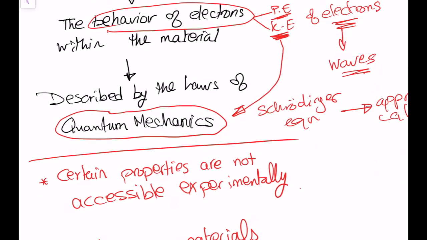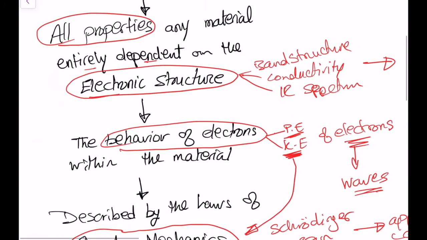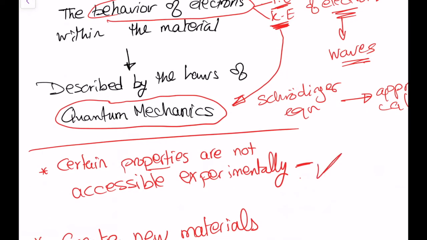One of these advantages is that certain properties are not accessible experimentally. Each university or each group within each university has certain capabilities, certain experimental techniques or tools, and these tools may not be enough to get all the properties that you need. As we just said, all the properties are known by knowing the electronic structure. Thus, theoretically, we have the advantage of getting all the information that we need to know about the material we're dealing with. So this is a very important advantage that you need to know about.